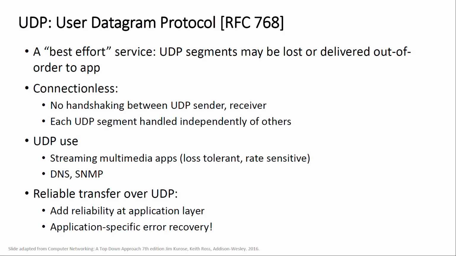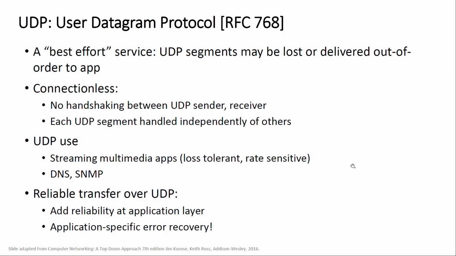Why do we use it? It is good for streaming multimedia apps. It is loss tolerant and rate sensitive. But we also use it for cases like DNS and SNMP. If you require a reliable transfer over UDP, then you have to do it at the application layer.